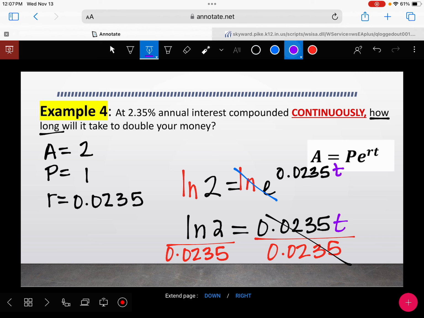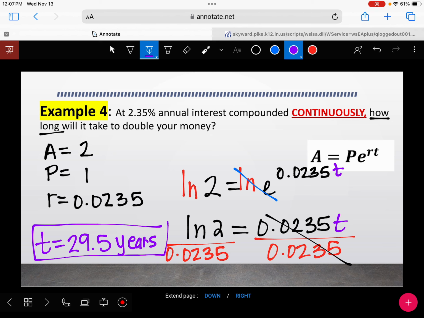So what did you all get for T? 29.5. And what's our unit? What did we say T is measured in? Years. That's a long time to double your money, but that's a pretty low interest rate, so that would make sense.